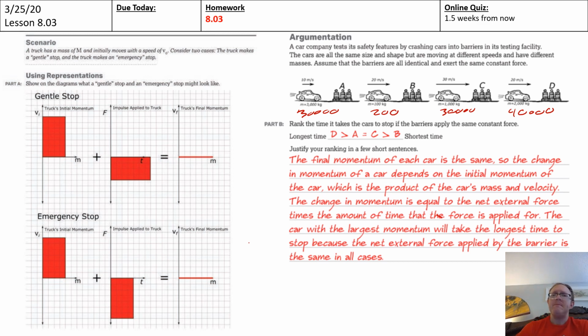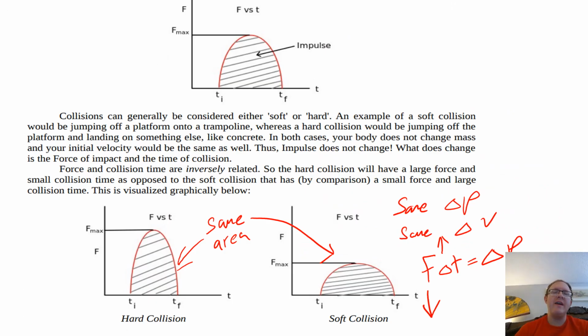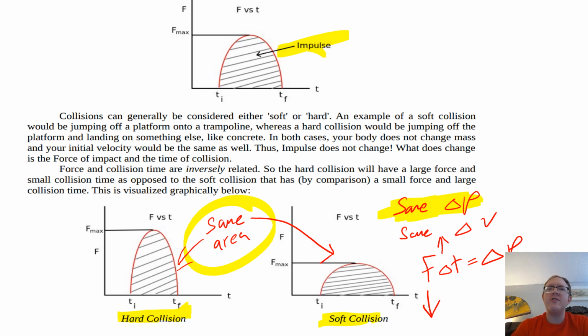All right, so let's actually head into the new thing we're learning today. The new thing we're learning today is force versus time graphs. Force multiplied by time is actually impulse. And so impulse equals change in momentum. And so the idea is that if you have a hard collision versus a soft collision, you have the same area, the same impulse, the same change in momentum occurring. It's just a question of whether that change is very, very flat or if it's spread out.